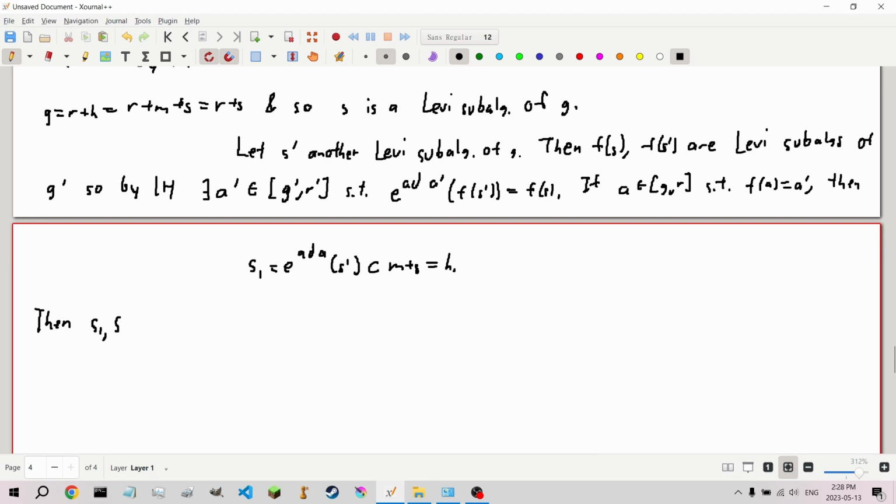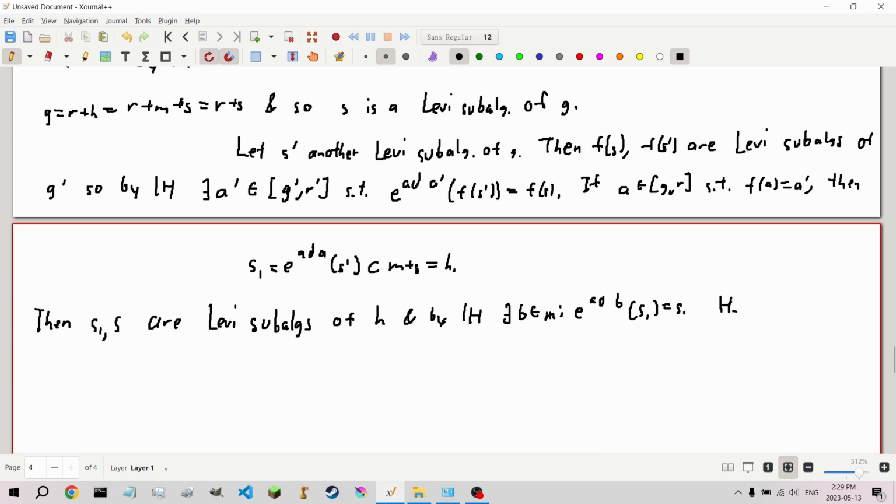Then S1 and S are Levi subalgebras of H, and by the induction hypothesis, there exists B and M such that e to the adjoint of B on S1 is S. Hence, S is e to the adjoint of B on e to the adjoint of A on S prime.